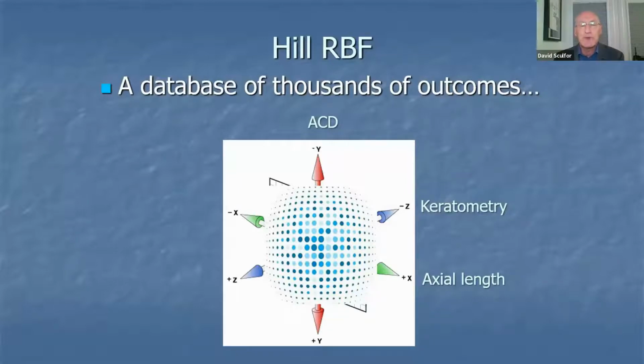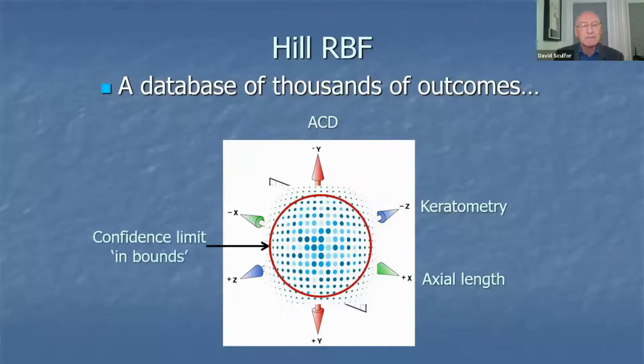As you get out towards more extreme eyes with extreme combinations of those 3 parameters, you haven't got quite so many patients, and so your data dot is smaller because you've got very few cases. But of course, as you add more and more cases, that cloud of data will expand. The nice thing about this is you can actually apply some statistics to it. So you can apply confidence limits, or as the Hill RBF calls it, an inbounds. So basically inbounds means I've got enough data to come up with a statistically robust prediction.